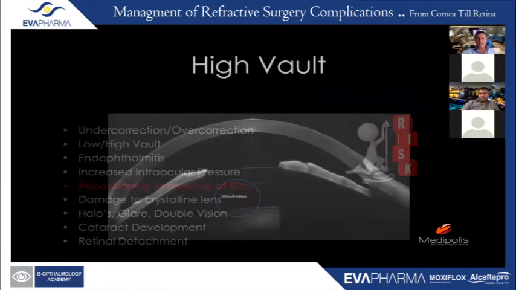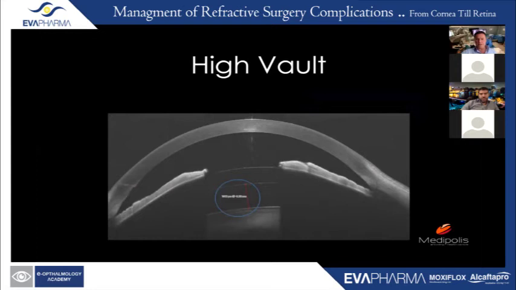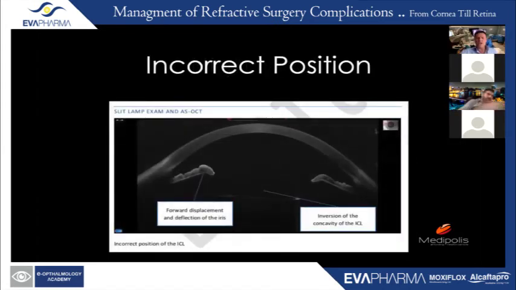What about repositioning or removal of the ICL? In this case, in high vault, as I told you, sometimes there can be a closure of the angle. So this is the judgment of the patient and the surgeon, of course, after surgery, whether to exchange this lens, or to review the patient regularly and see whether this vault is acceptable in this eye. It is at the discretion, knowledge, and experience of the surgeon to follow it up or exchange the lens for a smaller size.